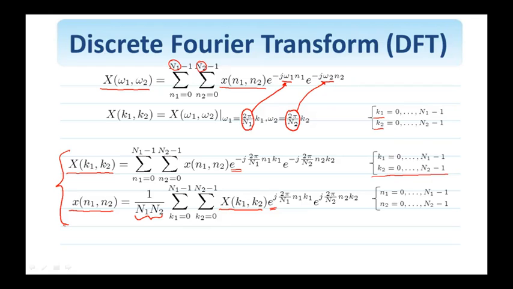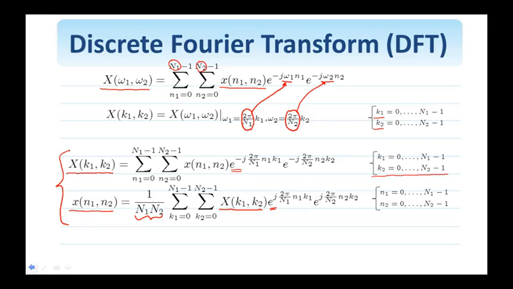Actually, even if the image is real, the DFT is complex, so it seems that I'm mapping N1 by N2 real numbers into N1 by N2 complex numbers. However, the Hermitian property of the Fourier transform that we studied holds true here for the DFT. That is, when x[n1, n2] is real, the magnitude of X[k1, k2] has even symmetry, while the phase has odd symmetry. Therefore, I'm mapping N1 by N2 real numbers into N1 by N2 over 4 complex numbers, and assuming that one complex number corresponds to 2 real numbers, I have the same number of numbers in both domains.